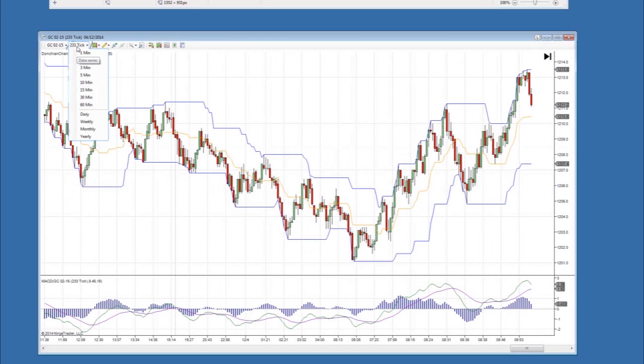233 tick chart is one of my basic charts that I use. Also, 233 is a Fibonacci number. It does not represent anything. Again, Mike is asking a question. Whatever I'm doing here, it's A.